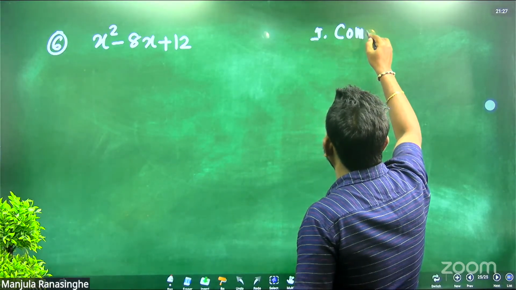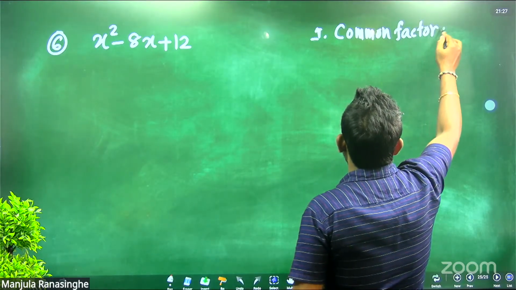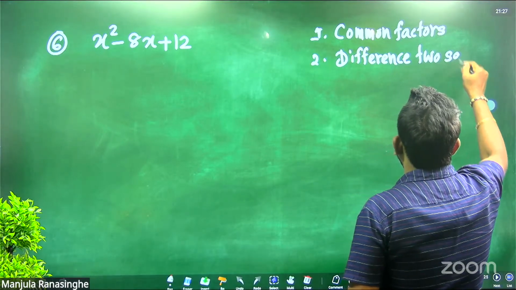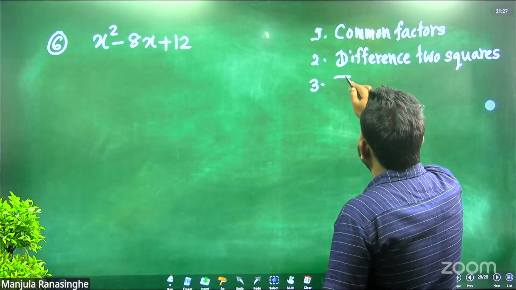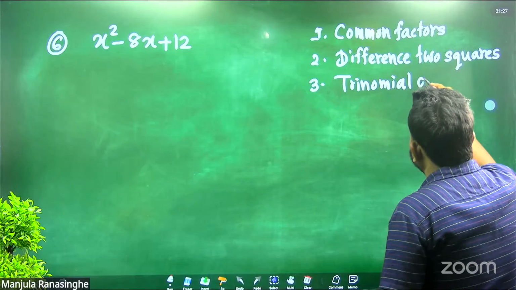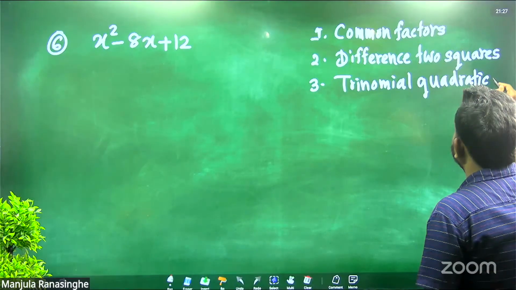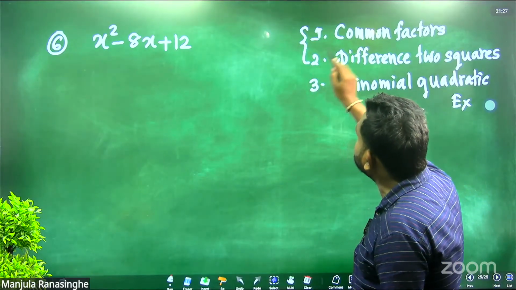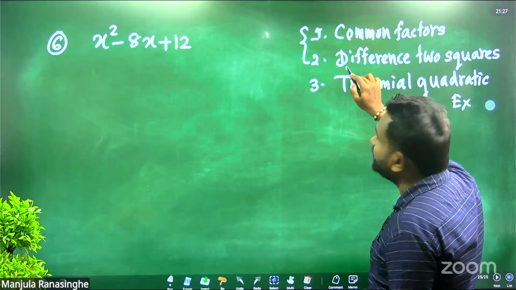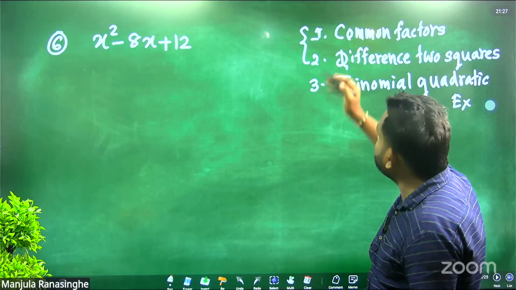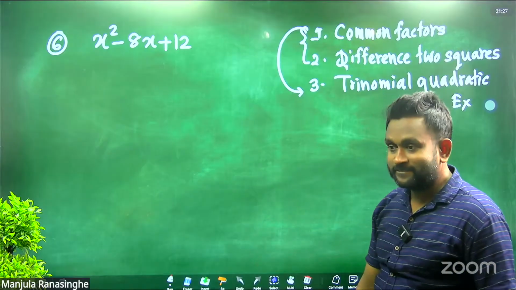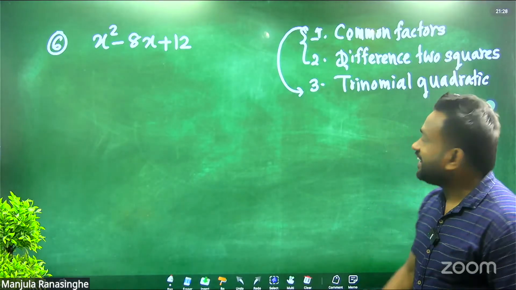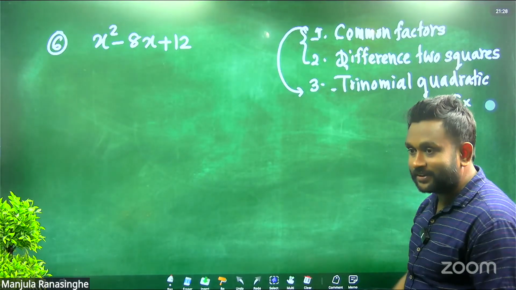So you have these three types: common factors, then the difference of two squares, then the third one, trinomial quadratic expressions. Nowadays, most questions are drafted with a combination of these. In the last two years, exam questions combined common factors: once you take a common factor, a difference of two squares appears. Or common factor first, then it comes as a trinomial quadratic expression. If I make the paper this time, I will make questions combining common factor and trinomial quadratic expressions.